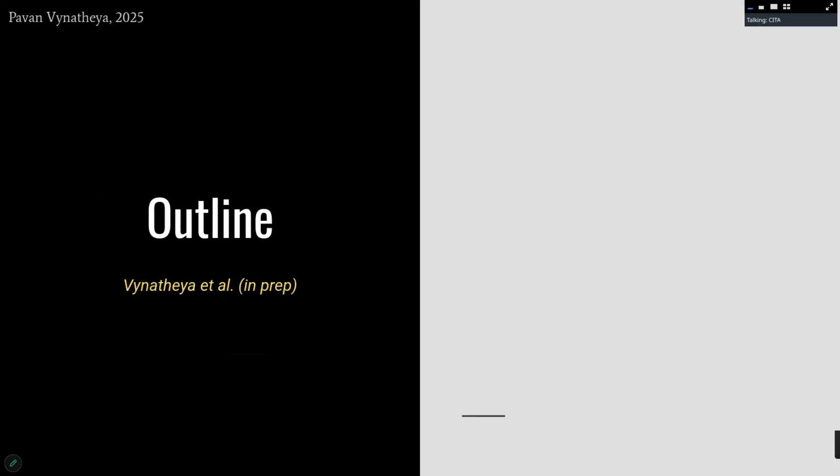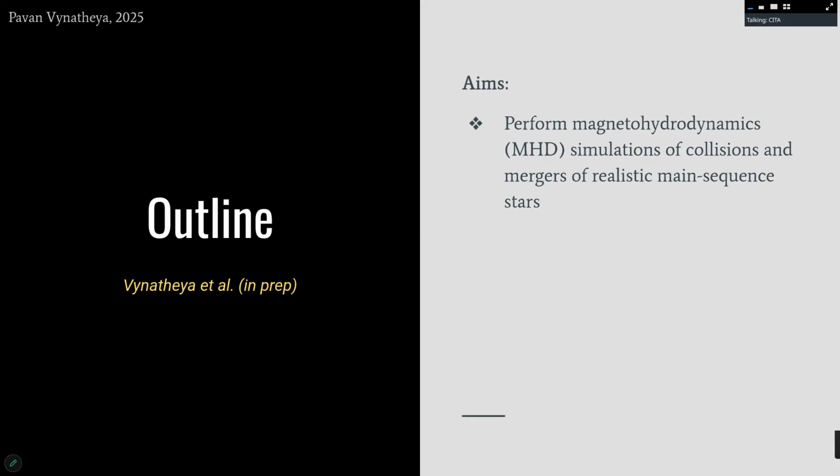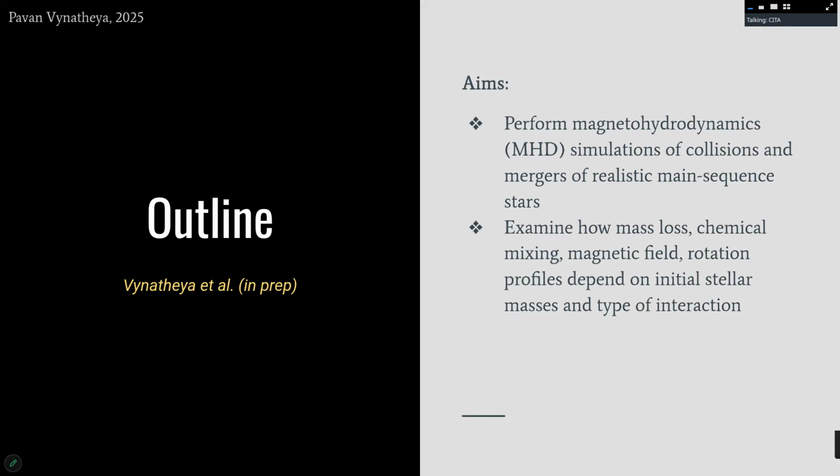In this talk, I'm going to discuss MHD, magnetohydrodynamic, simulations using the moving mesh code AREPO. The main motivation of our work is to differentiate between these collision and merger products, because this has not been something people have really focused on. It's important to distinguish them, to see what the origins of blue straggler stars are and how they differ from each other.